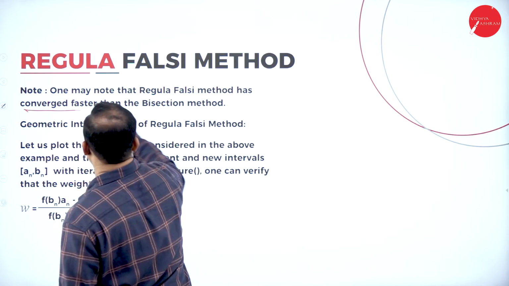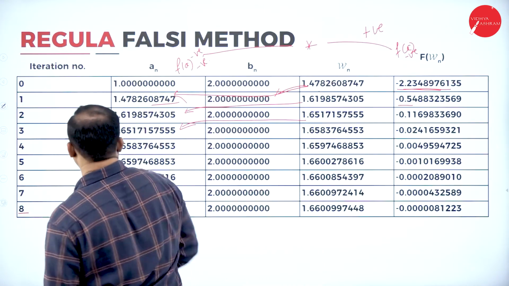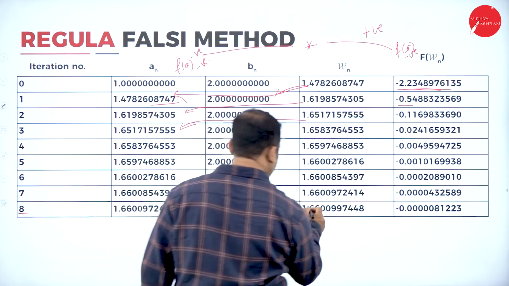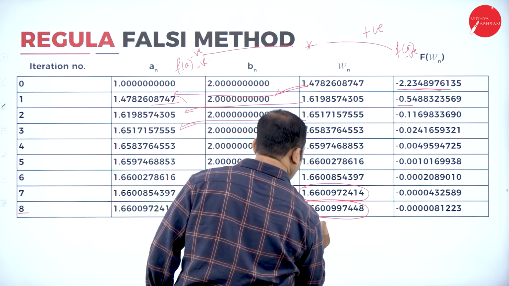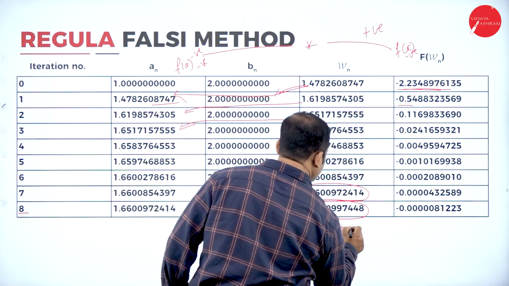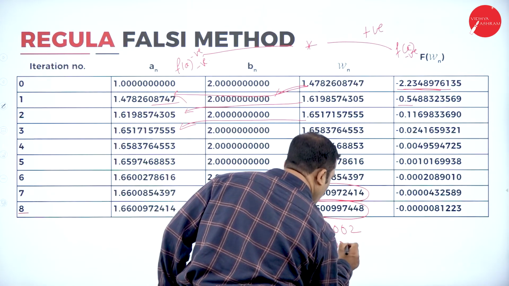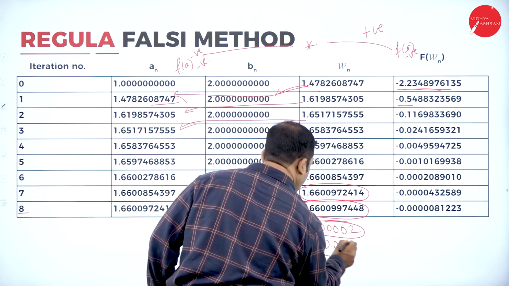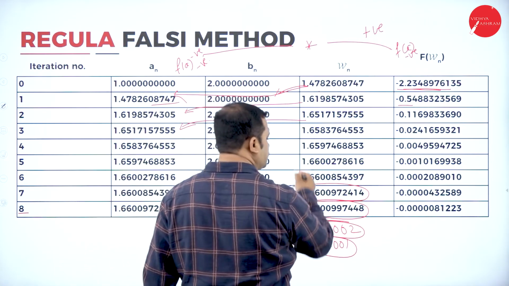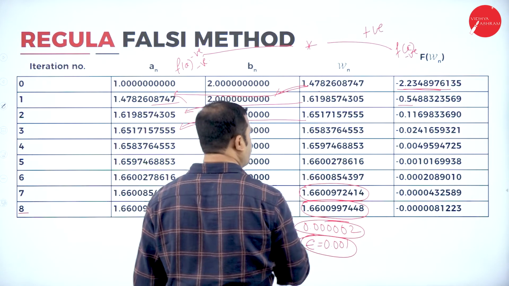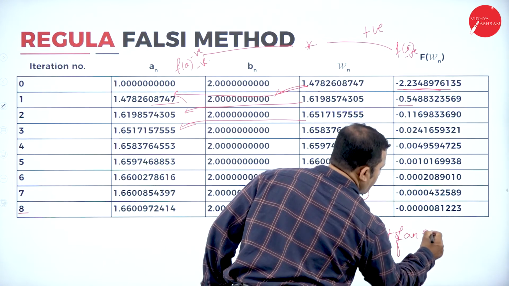So the convergence is faster. How many iterations have been taken? 8 iterations have been taken for finding the roots of the equation. If you look at this, we have 0.000002, something like this. Suppose the terminating condition is mentioned as 0.001, then obviously this is less than that value. So we terminate the iteration of these statements, because we have found the roots of the equation, that is this.